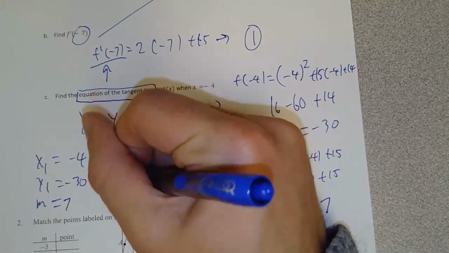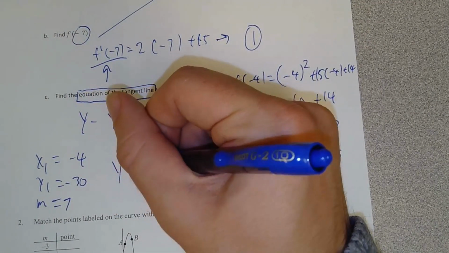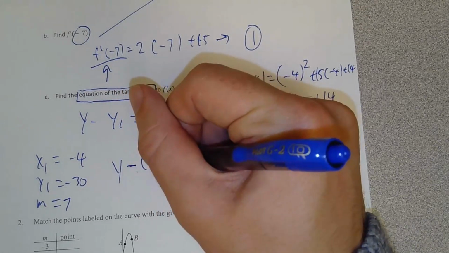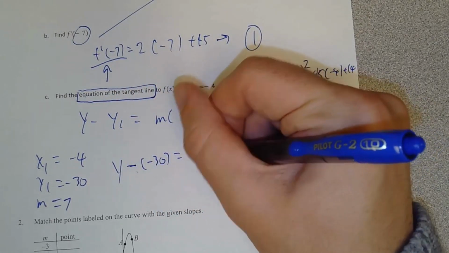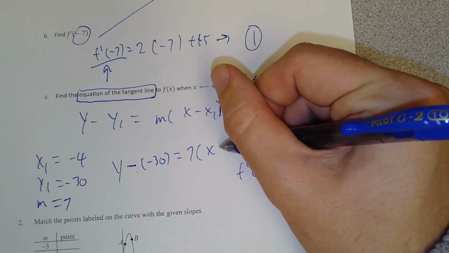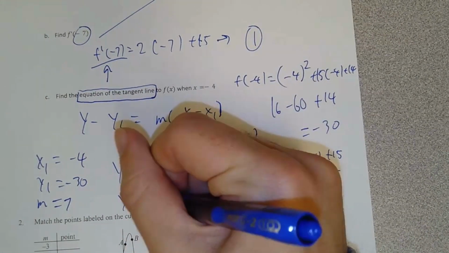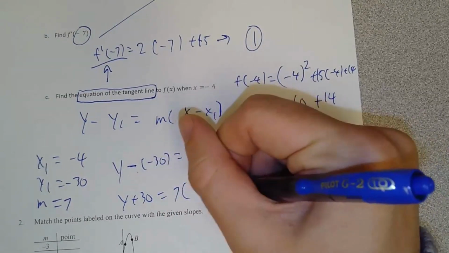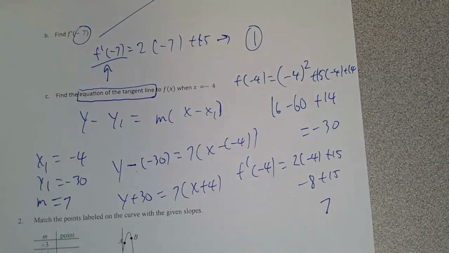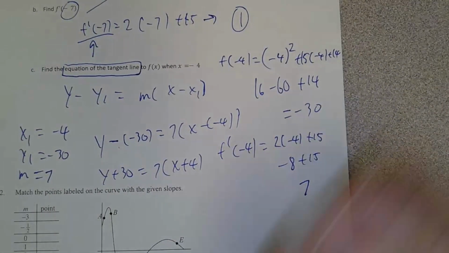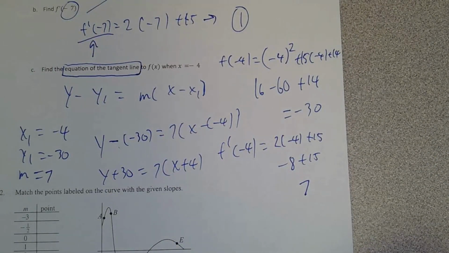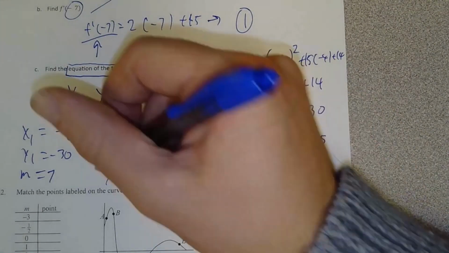So it's going to be y minus, I'll write the whole thing out, negative 30 equals 7 times x minus negative 4. When this simplifies, it'll be y plus 30 equals 7x plus 4. And if you wanted to put it in the final form, sure, you can do that. This is fine for me. This answer here is fine.